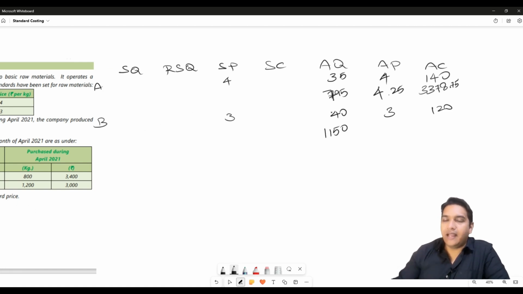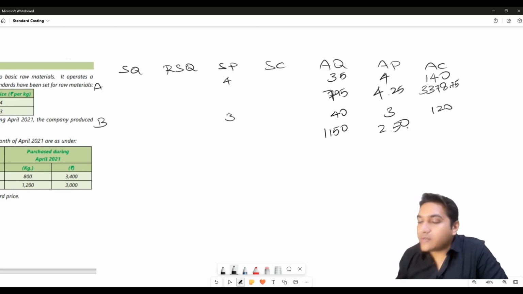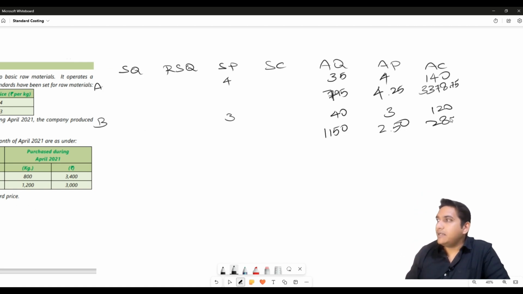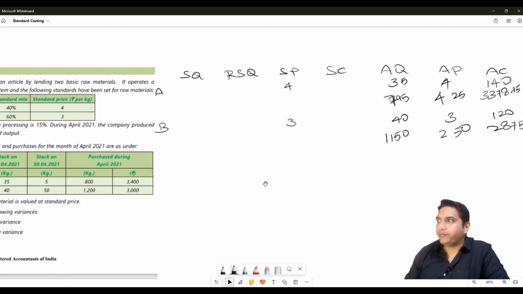Now, we are coming to actual price. I have paid a total of 3000 for 1200. So per kg, how much do I get? I get 2.50. So if 2.50 is per kg and I have used 1150 kg, what is my actual cost? 2875. Now, since we have done this, let us come back to our standard.